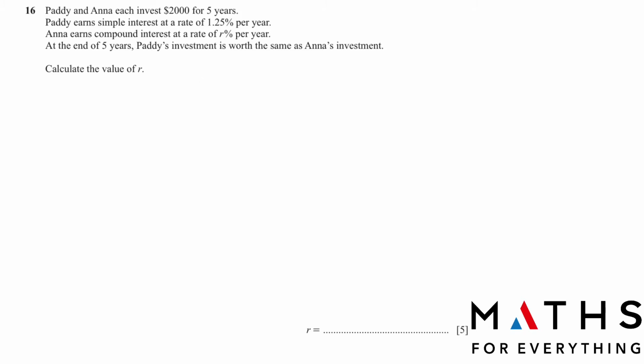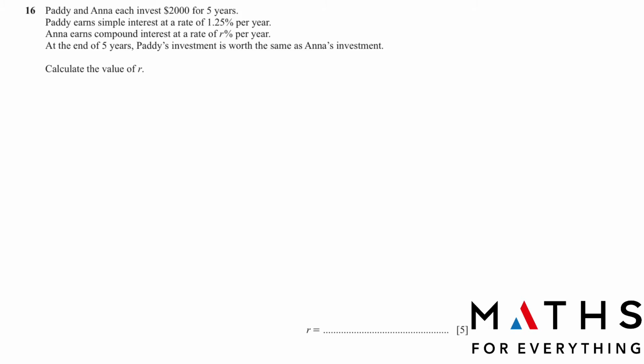In this question, the principal, which is the total money they are investing, is the same for Paddy and Anna. The time is the same. The rate of interest for Paddy is given, for Anna it is not given. And at the end of 5 years, Paddy's investment is the same as Anna's investment. So first, let's find Paddy's investment.